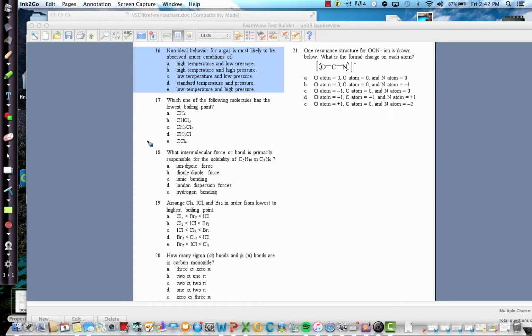Let me look up. Okay, so the next one is 19 and then 11. So number 19 says arrange in order from lowest to highest boiling point. Okay, so Cl2, you have to look at the polarity and then the intermolecular forces. So Cl2 is nonpolar, so that means that it has London dispersion forces.